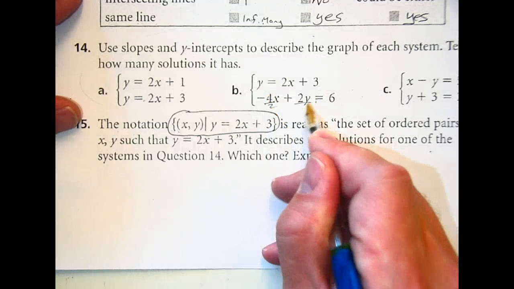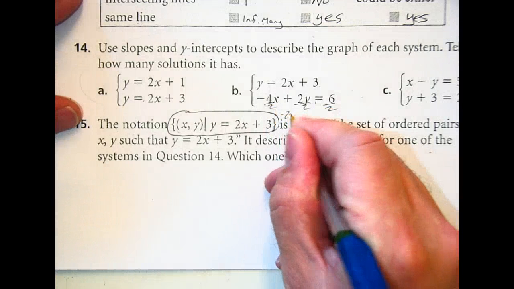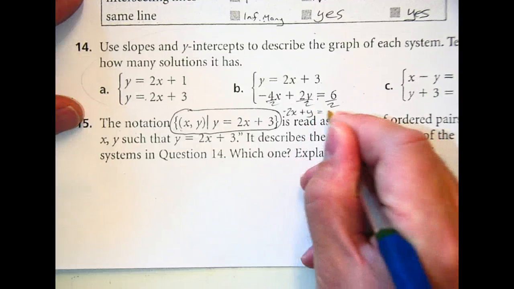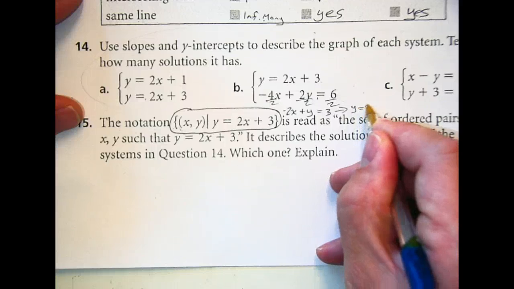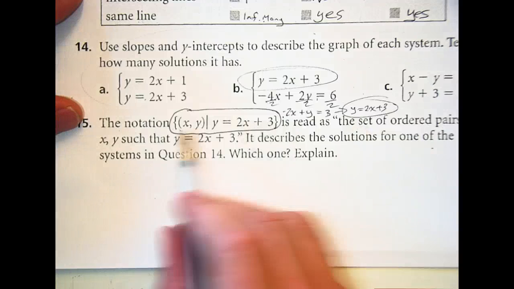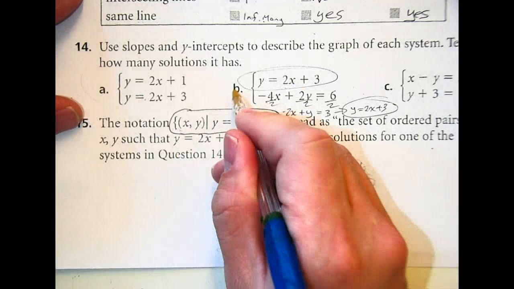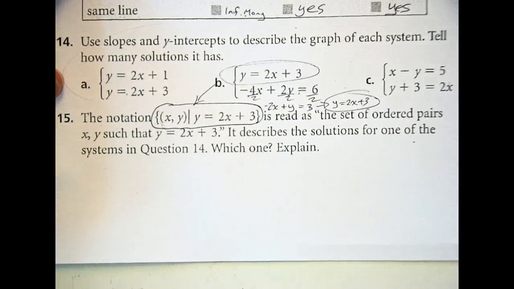Reduce your equation by dividing by a common factor. That gives me negative 2x plus y equals 3. Move the 2x over, I get y equals 2x plus 3. They both are y equals 2x plus 3. That's your infinitely many. That's your solution for letter B. Now we won't touch on that notation again this year, but just so you know, you've been introduced to it.